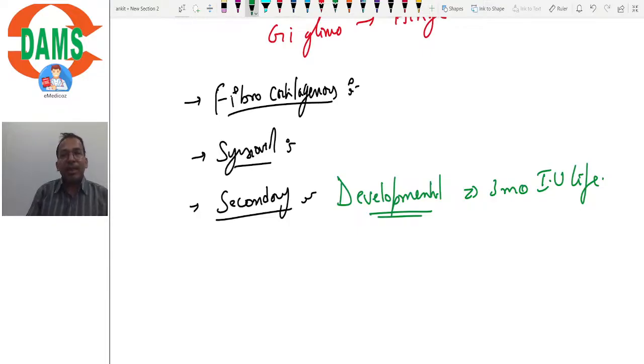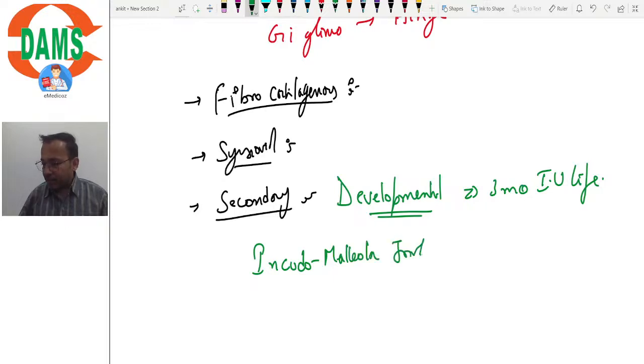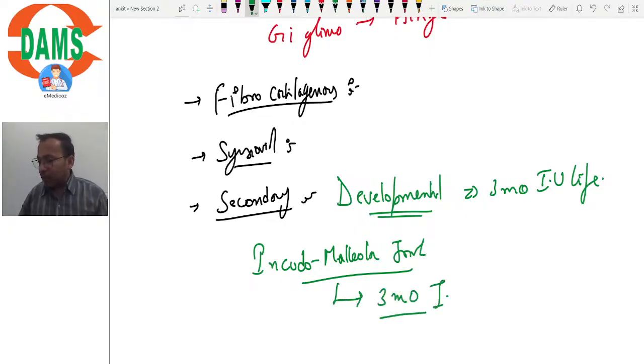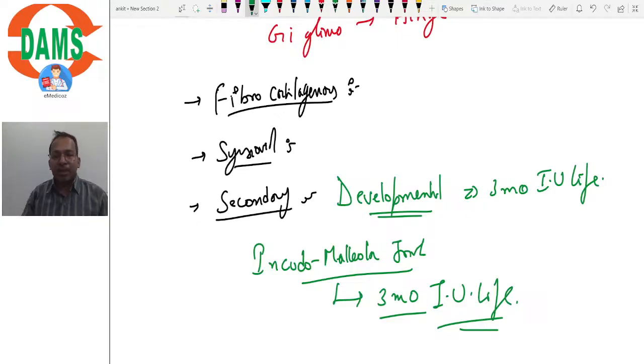The primary jaw joint is the incudomalleolar joint, right? The joint between the incus and malleus, the incudomalleolar joint, is the primary jaw joint. It persists, and in the third month of intrauterine life the temporomandibular joint starts developing, right?